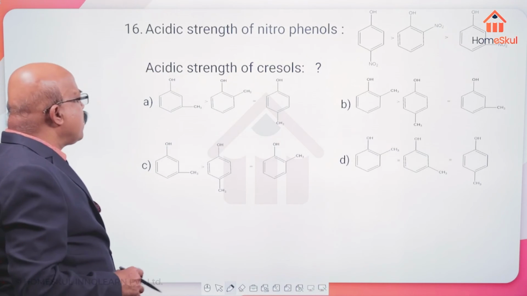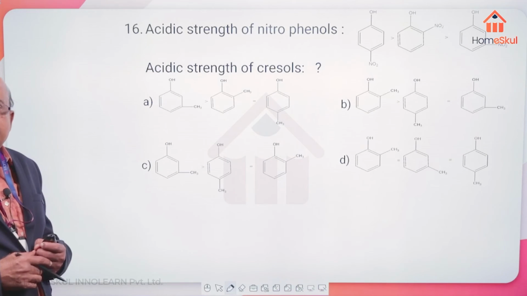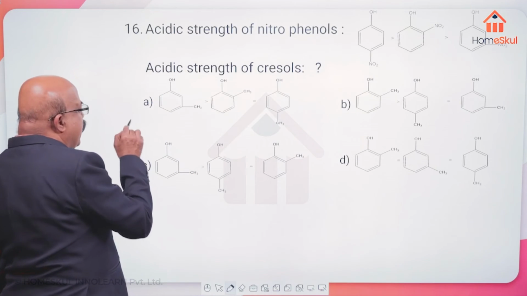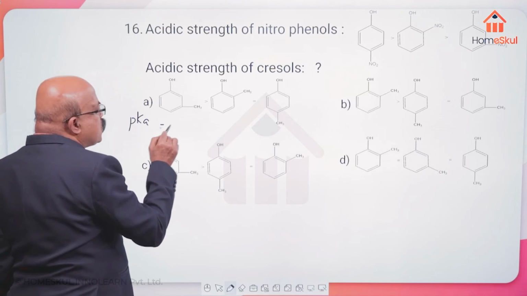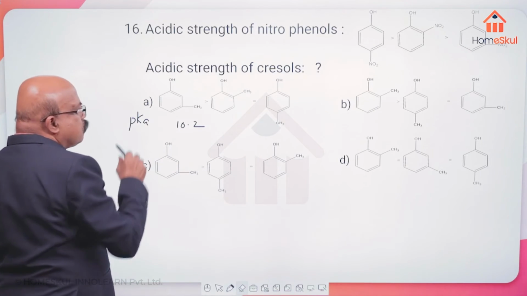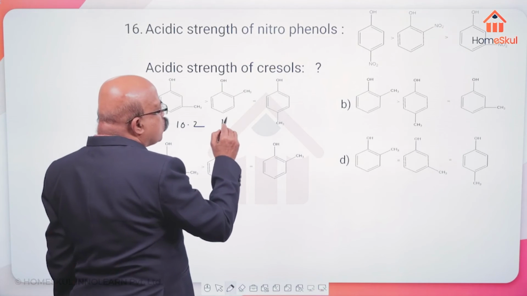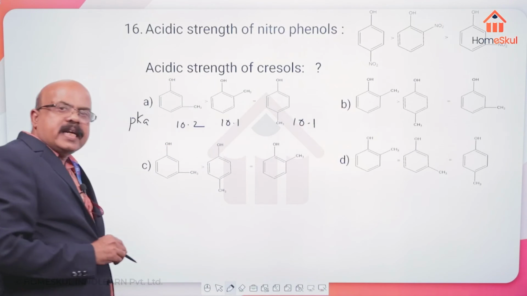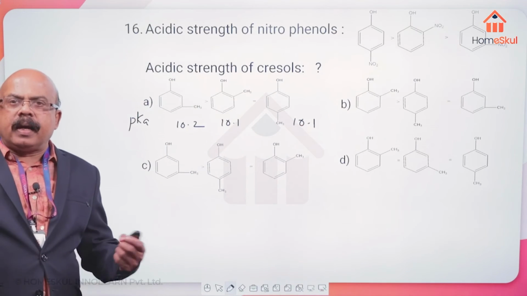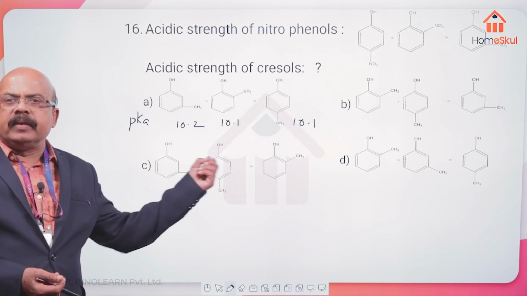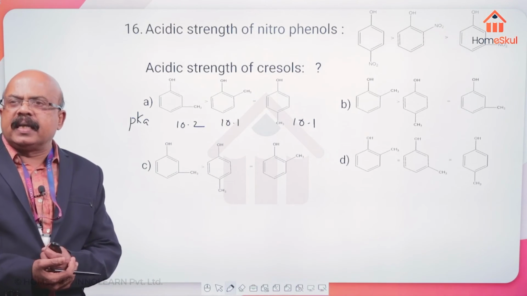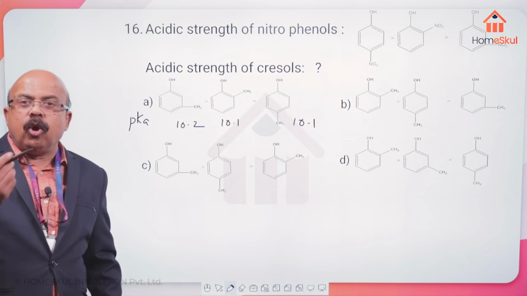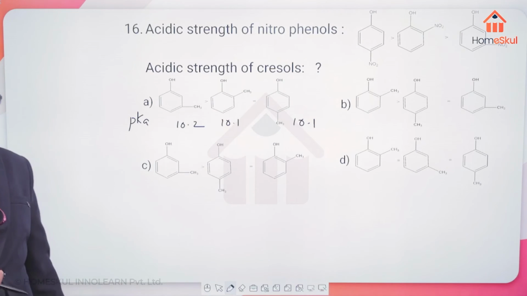Here you have to remember this one. You have to know the pK values. Orthonitrophenol, the metanitrophenol, its pK value is 10.2. pK value of orthocresol 10.1. Para is also 10.1. Acidic strength of various compounds can be compared by knowing the pKa values. All these values are given in your NCERT. Higher the Ka, lower the pKa, higher the acidic strength; lower the Ka, higher the pKa, lesser the acidic strength.